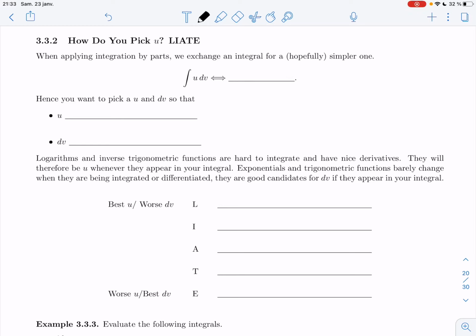Welcome back. In this video, we'll teach you how to pick u in integration by parts. And the trick that I'm going to give you is called LIATE.